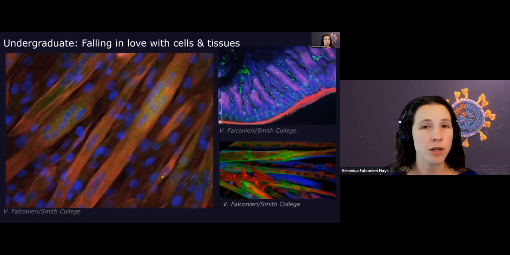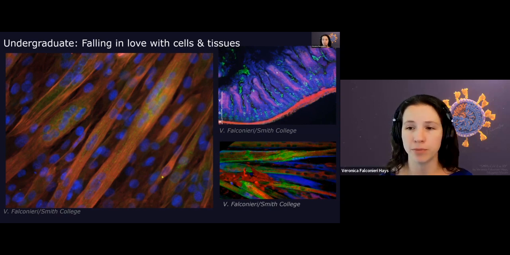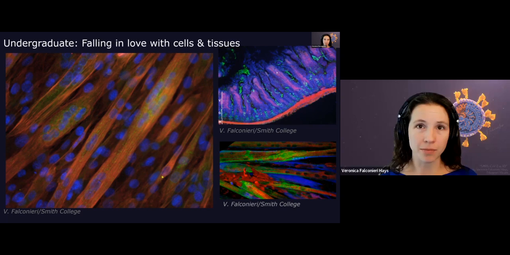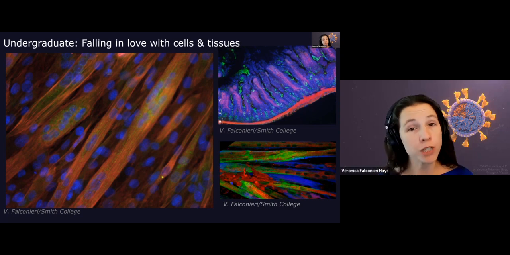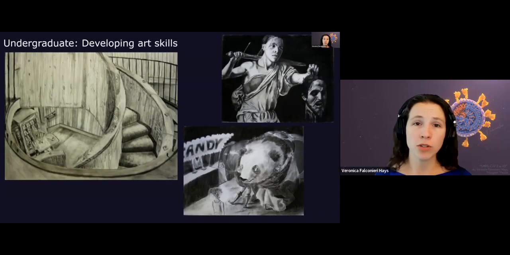At the same time, I was also able to do an independent research project where I did immunofluorescence labeling, which you can see some of here. I was growing cells in a petri dish, little muscle cells actually, and I would grow them and then try to figure out where different proteins were during different stages of their growth. So that was all my biology work.